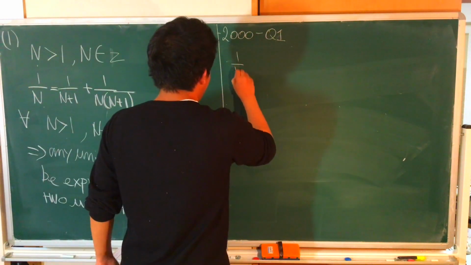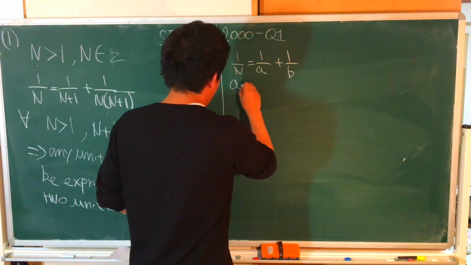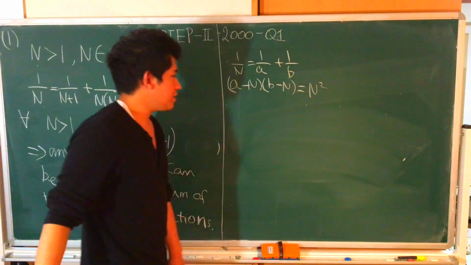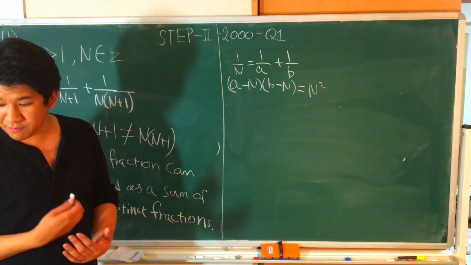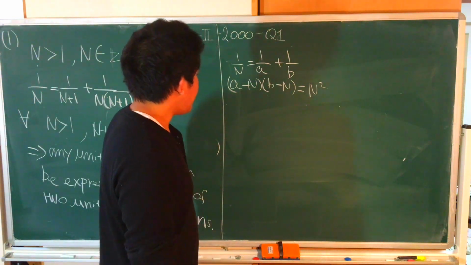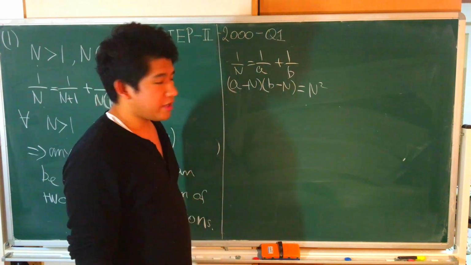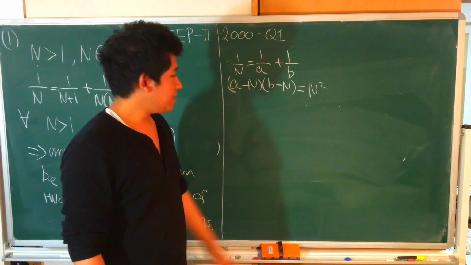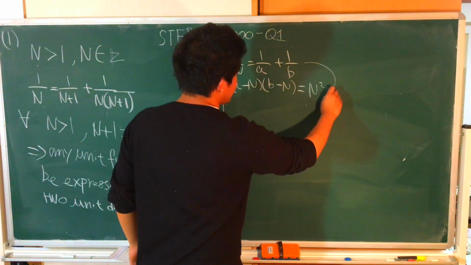By writing 1 by n equals 1 by a plus 1 by b in the form a minus n, b minus n equals n squared, and by considering the factors of n squared, show that if n is prime, then there's only one way of expressing 1 by n as the sum of two distinct unit fractions. Although in this question you're not required to prove how exactly you get this, you could easily work that out, but I'll just show you how you get from this equation to this.